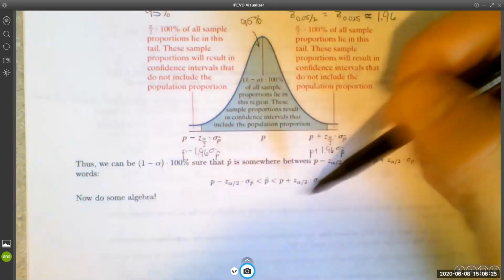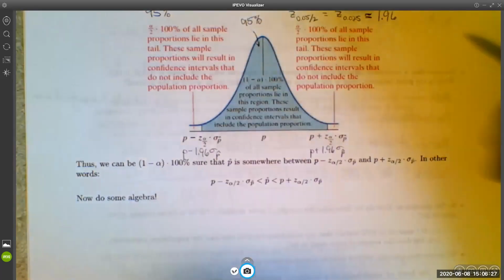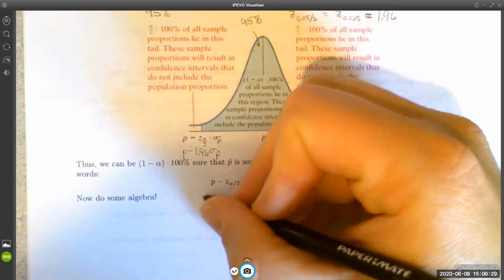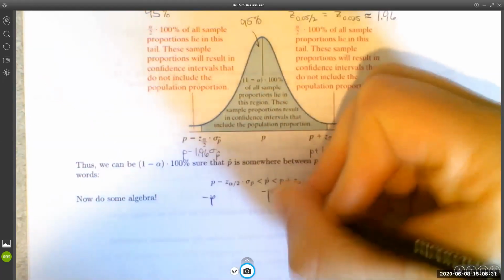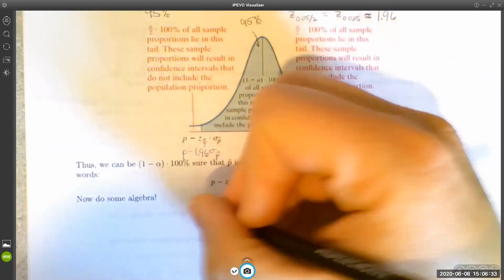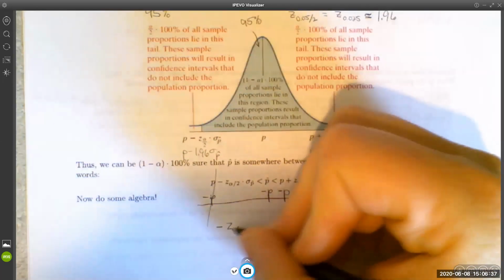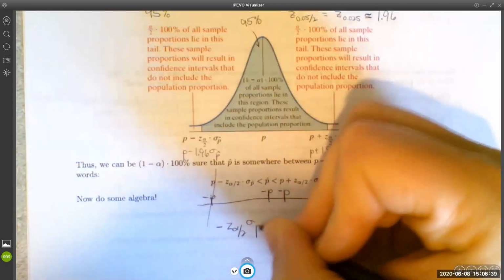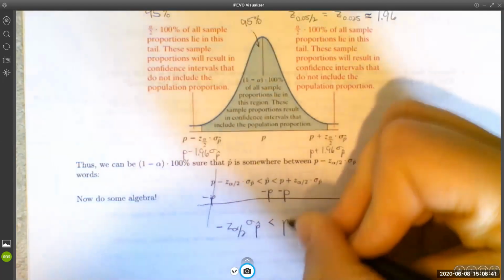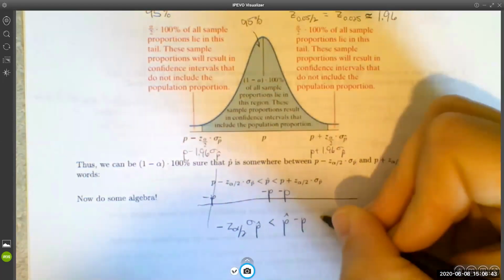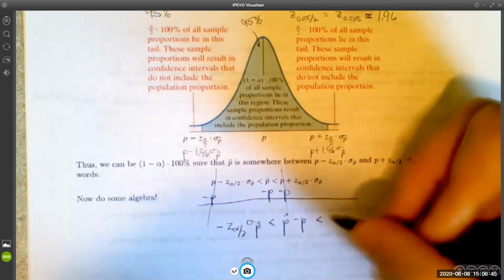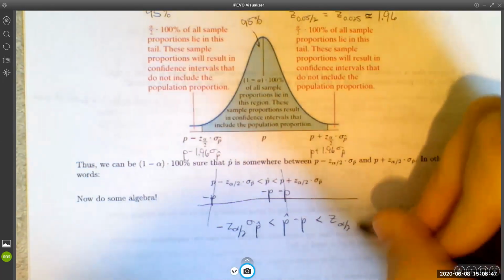We just need to solve for p. So what I'm going to do is subtract p in every location here. Right, so those cancel. I get negative z sub alpha over 2 times sigma sub p hat is less than p hat minus p is less than, those cancel, z sub alpha over 2 times sigma sub p hat.